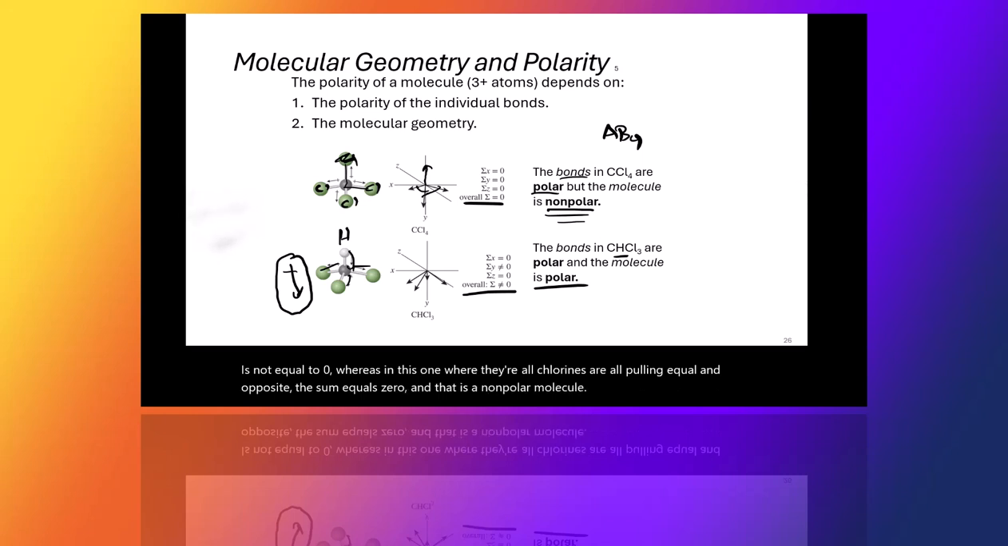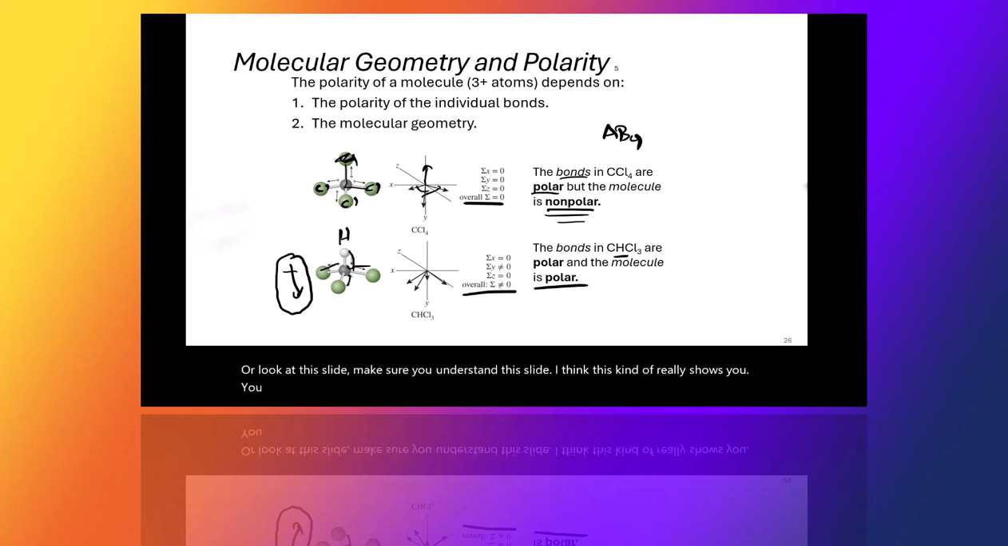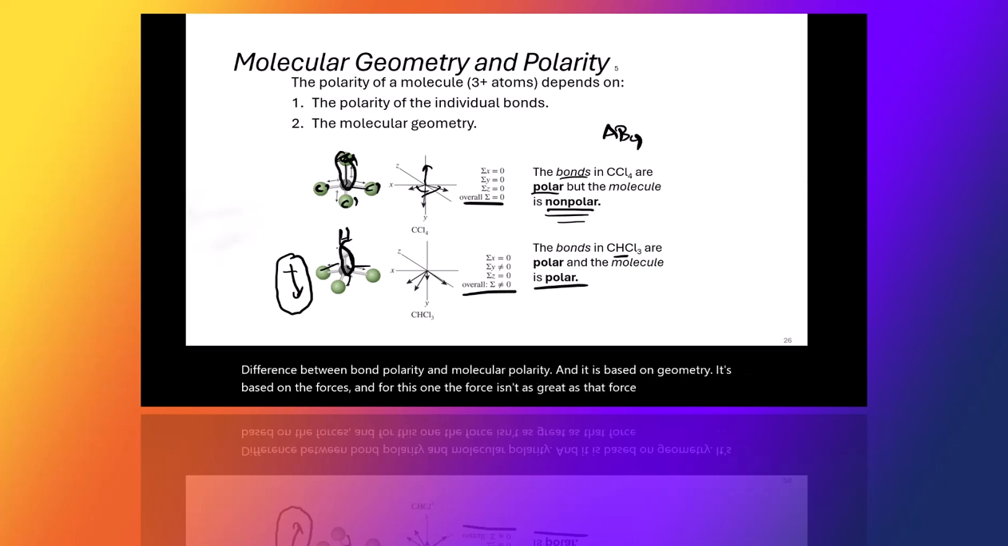I would look at this slide, make sure you understand this slide. I think this really shows you the difference between bond polarity and molecular polarity, and it is based on geometry. It's based on the forces, and for this one, the force isn't as great as that force there, and so therefore there is a resultant force in this direction.